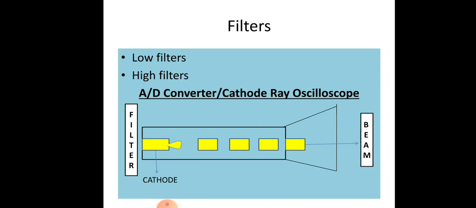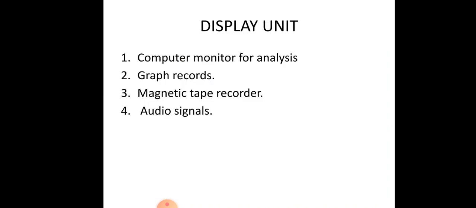AD is nothing but audio and display converter. It also has a part of audio, wherein some other device is used to convert the filtered signals into the auditory system. So the next part will definitely be the display unit, wherein you can either analyze through a computer monitor, graph records, magnetic tape records, or your audio signals.